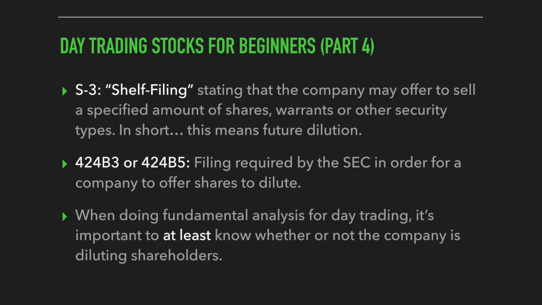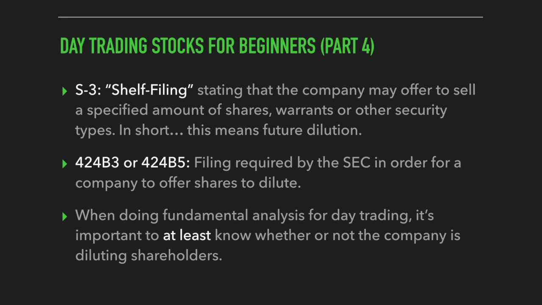Now, with that being said, there are a few ways that you can look into the company and see whether or not they're actually diluting or if they have a history of dilution. The first of those is to go back and look into the SEC filings. One of the filing types that can indicate that the company is diluting, or at least has a history of dilution, is an S3, which is known as a shelf filing. A shelf filing states that the company may offer to sell a specified amount of shares, warrants, or other security types. So in short, this means that the company can dilute in the future.